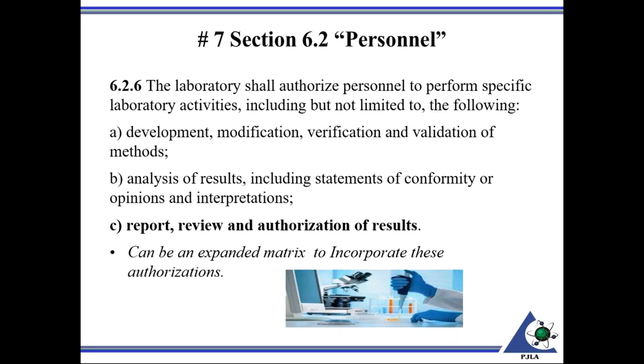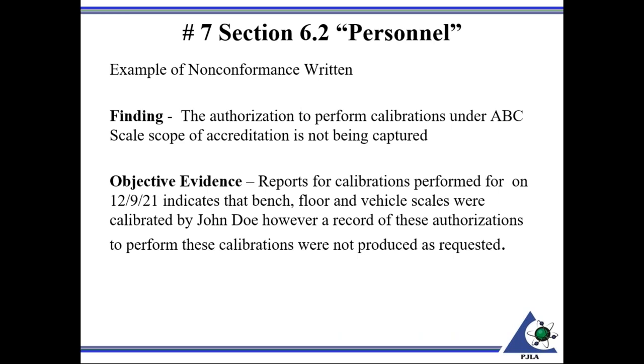I have seen that. I do require that it specify that they're also authorizing the results, and I'm looking for that record to show that they are authorized to not only do the test or calibration, but also issue and authorize the results being issued to the customer. So this could be an expanded matrix. Often we'll see an authorization matrix where you can include these other elements, as an example of a record that can be produced.